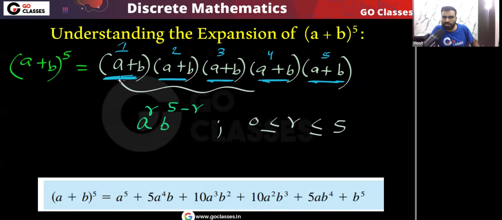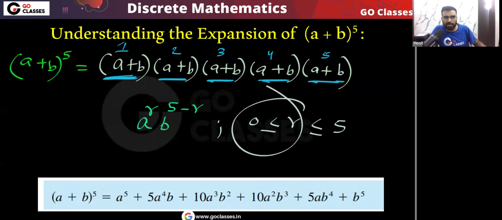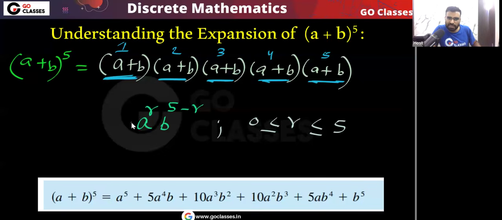If no factor is giving me a, then all the factors are giving me b. So r can be minimum 0. Maximum r can be 5, because all these factors can give me a. Then I will get 5 a's and 0 b's. If I get 4 a's, then I will get 1 b. If I get 0 a, then I will get 5 b, and so on.